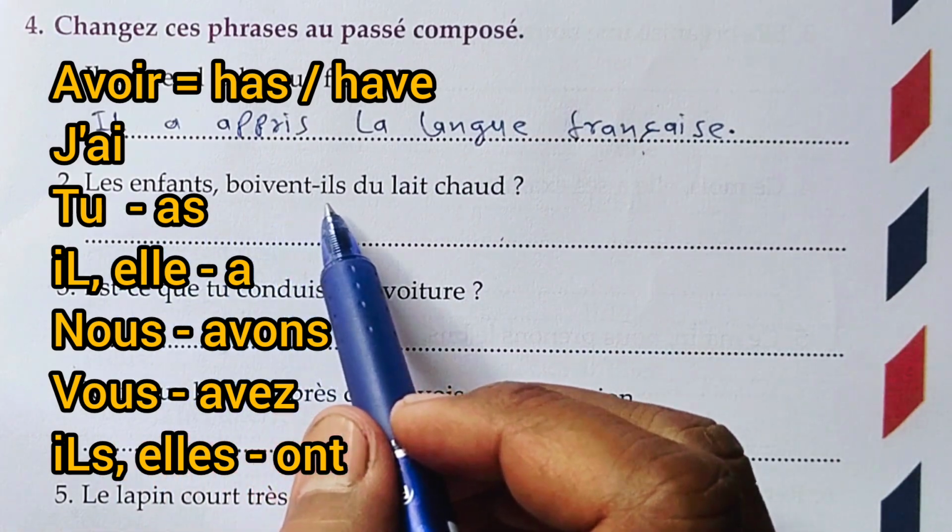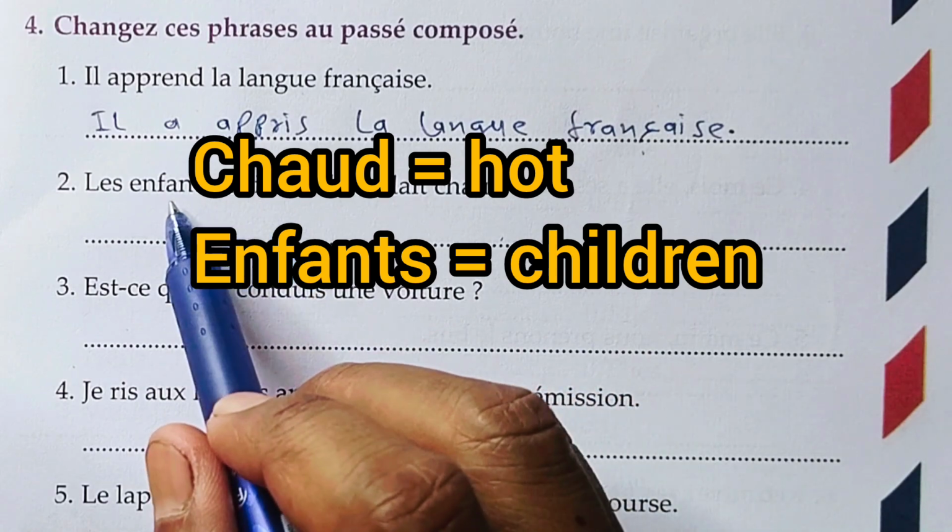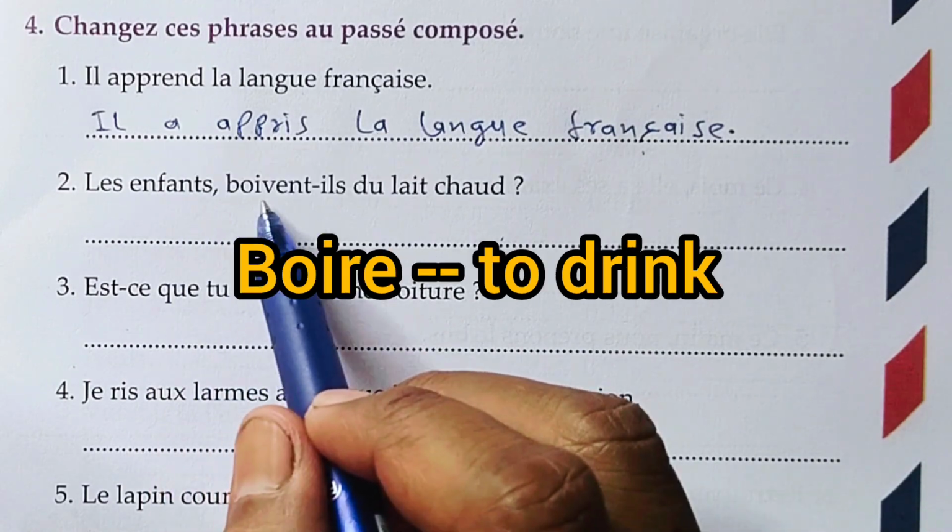Les enfants boivent-ils du lait chaud? In the sentence: do the children drink hot milk? Chaud means hot, so be careful. Enfant means child, sorry, children. The verb boire means to drink. B-O-I-R. Boire means to drink. It's an re category word.